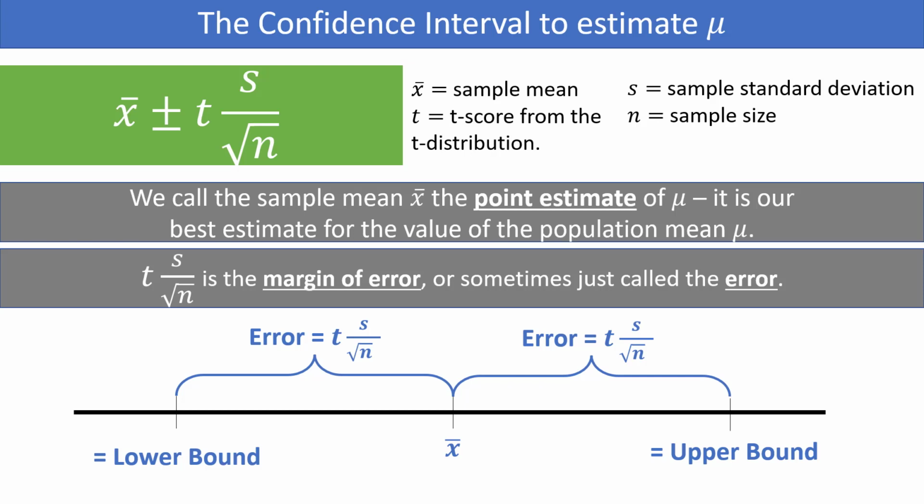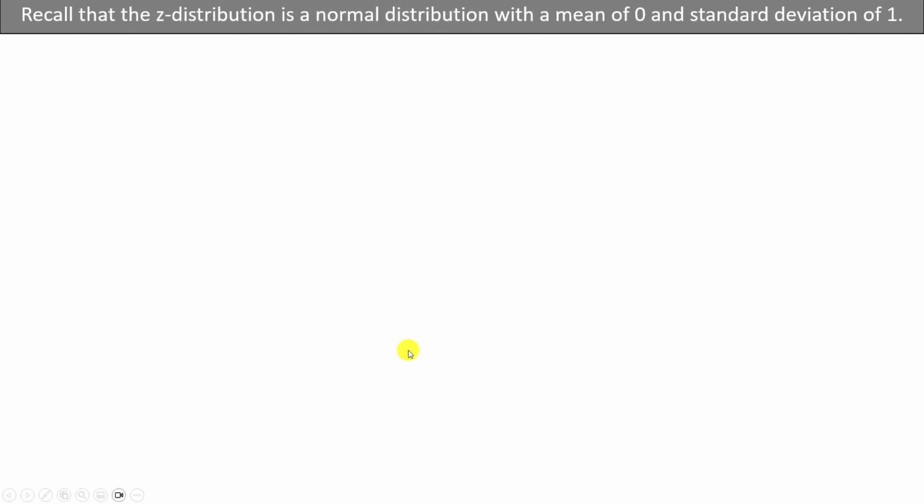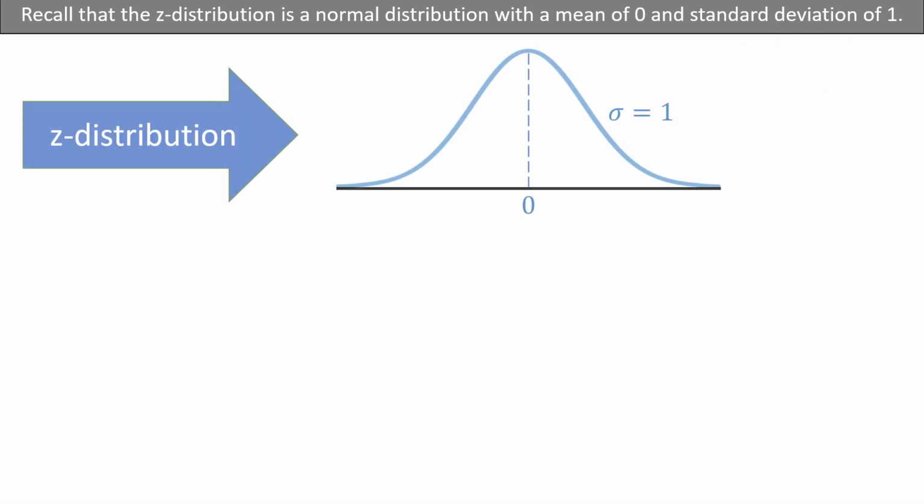All right, the next thing to talk about is this t-score. So where does that come from? Well, you may remember that we have something called the z-distribution, which is just a normal distribution with a mean of 0 and a standard deviation of 1. So visually, the z-distribution looks something like this. 0 right down the middle with a standard deviation sigma equals 1.